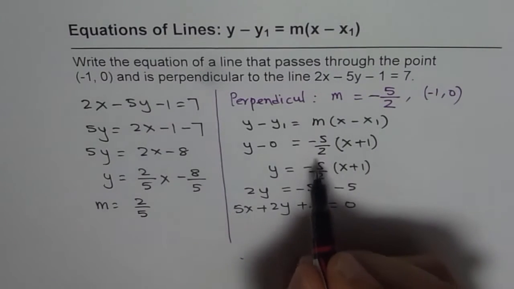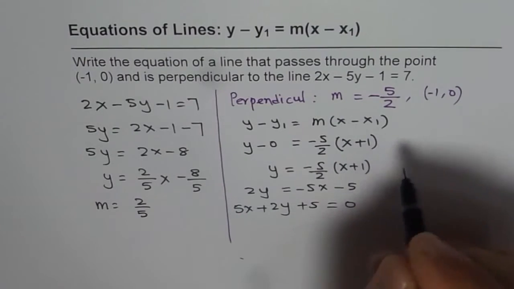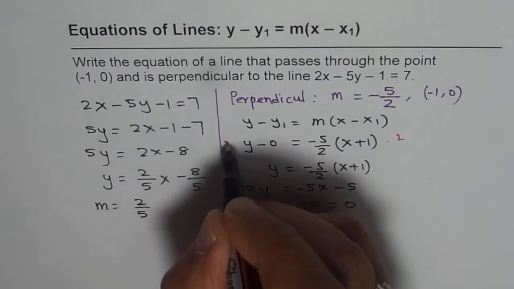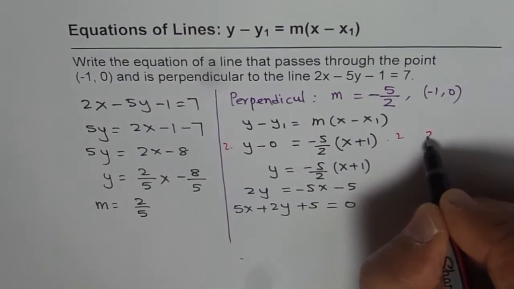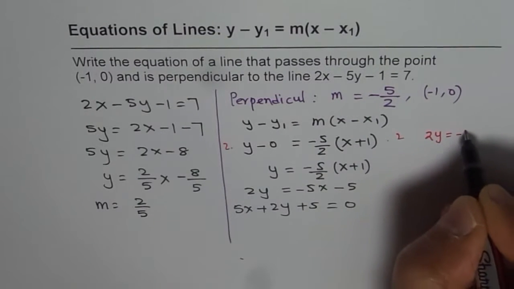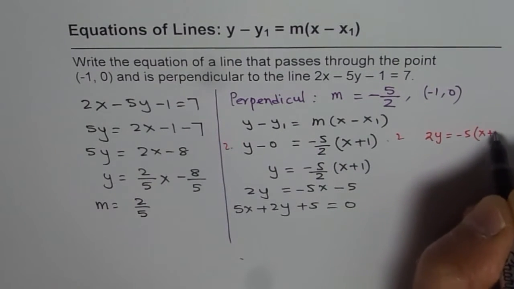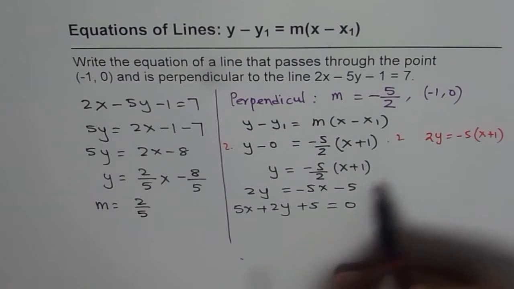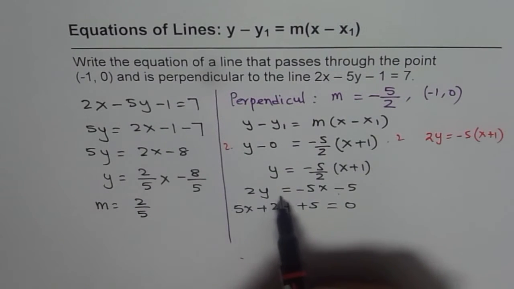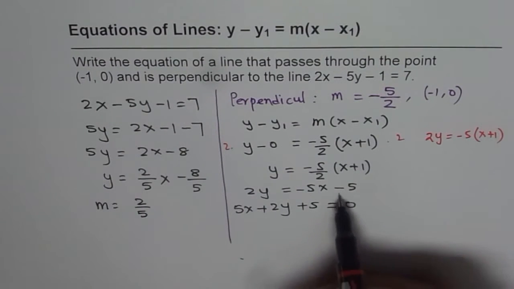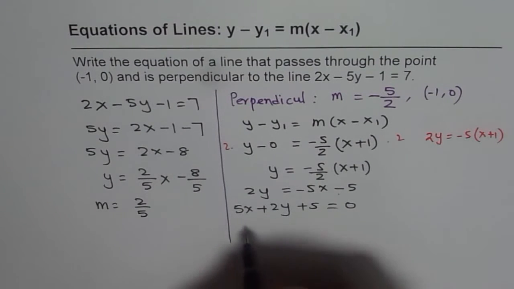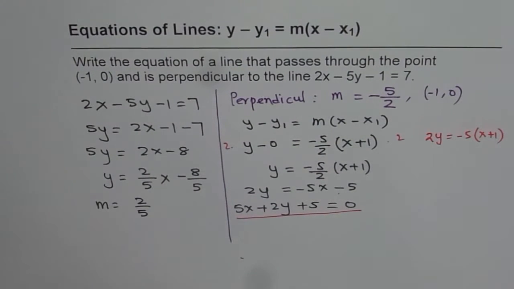Well, I did two steps here. Let me multiply both sides by 2 at this stage, right? So I get 2 times y equals minus 5 times x plus 1, right? And then we expand and get 2y equals minus 5x minus 5. And then we get our answer, which is 5x plus 2y plus 5 equals 0. So that's the answer, the equation of a line in standard form. Thank you.